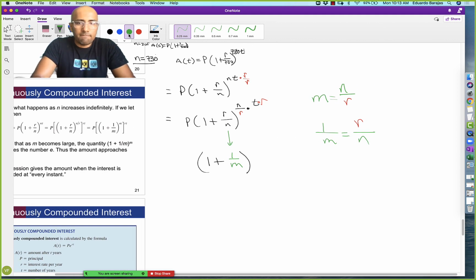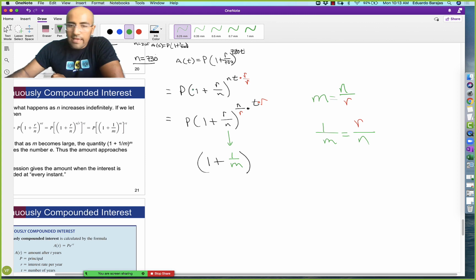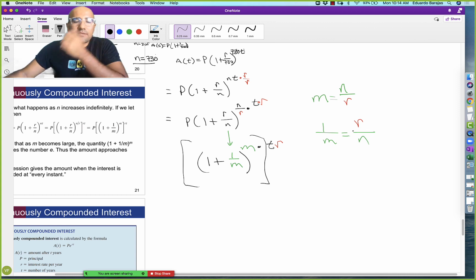So then this is equal to n over r, times tr, right? And this whole thing is kind of separated like this. Good. Okay, so now we're going to explore what happens as n goes to infinity.